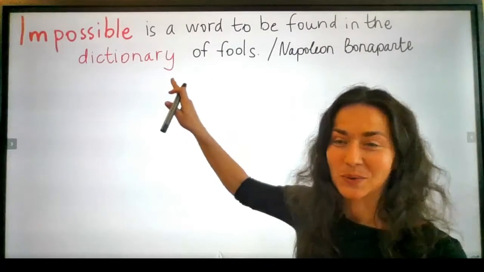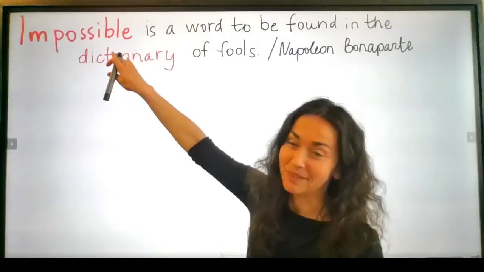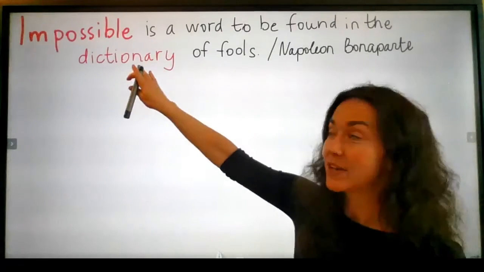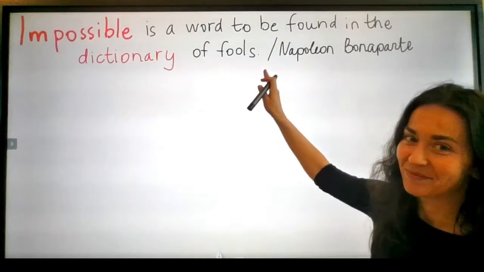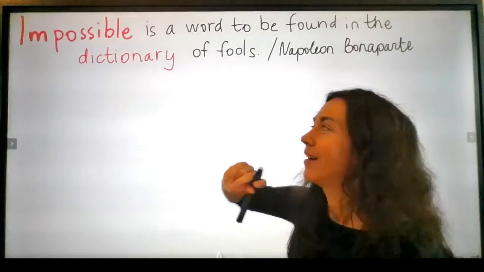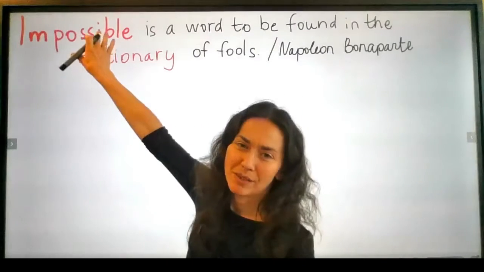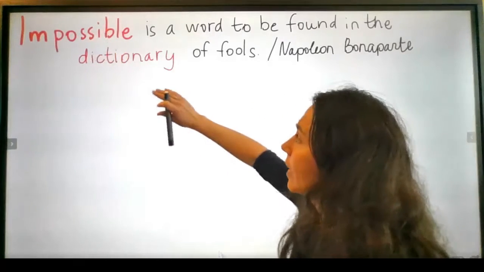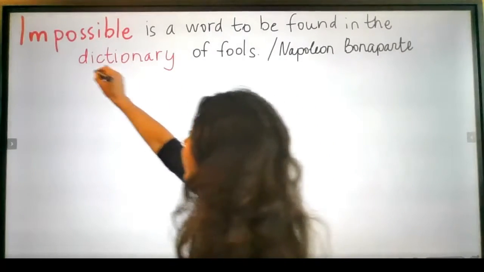Let's start with this quote. Impossible is a word to be found in the Dictionary of Fools. This is what Napoleon Bonaparte believed in. The word impossible is marked. We are going to work with this word a little bit. And then we have another word, dictionary.